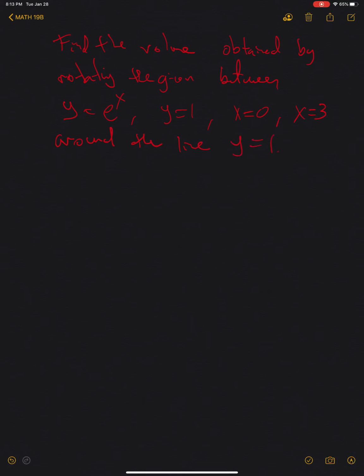So in this case, notice that we are rotating this not around the x-axis or the y-axis, but actually around a different line. So that is going to be one of the main differences that we're going to have. So let me start by sketching this region.